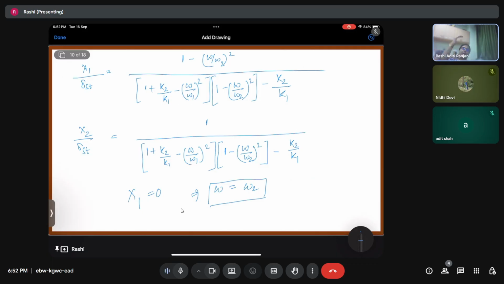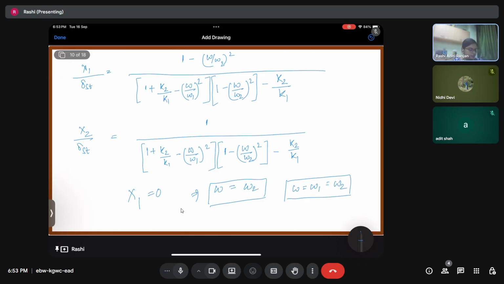If it is going to absorb the vibration at the resonance condition, at the maximum amplitude, then that is how I am going to design my vibration absorber. So for my system to oscillate at the natural frequency omega 1, omega should be equal to omega 1, and hence my omega 2 should also be equal to omega. This is the condition that we have.